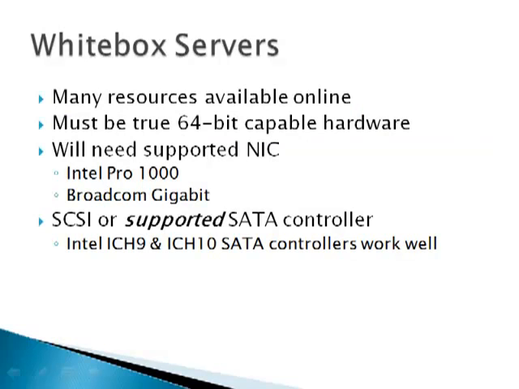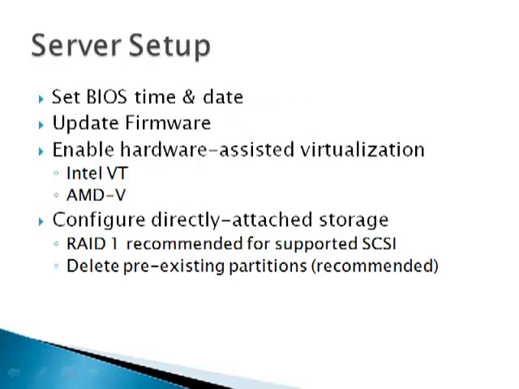Some people prefer to install the VMware Hypervisor or ESXi on a white box. There are a lot of resources available online, but we know that your hardware must be true 64-bit capable. You'll also need a supported NIC. These include the Intel Pro 1000 and Broadcom Gigabit family of server adapters, and you'll need a SCSI or supported SATA controller. When you power your server on the first time, set the BIOS time and date, update the firmware, enable hardware-assisted virtualization, Intel VT or AMD-V, for any available CPUs, and configure the directly attached storage volumes. VMware continues to recommend RAID 1 for attached SCSI arrays.